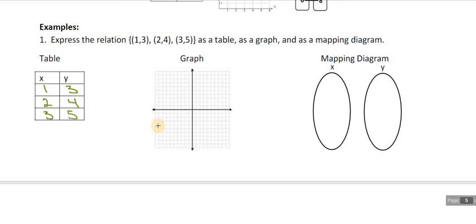If we're graphing it on the coordinate plane, we've got X is 1, Y is 3. Okay, so these are X comma Y's.